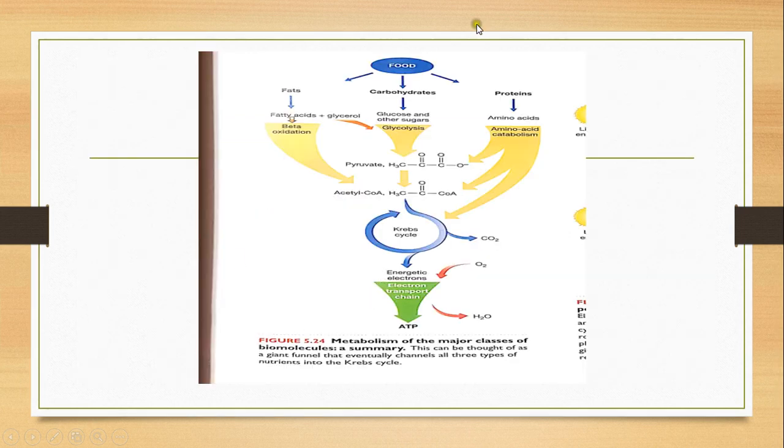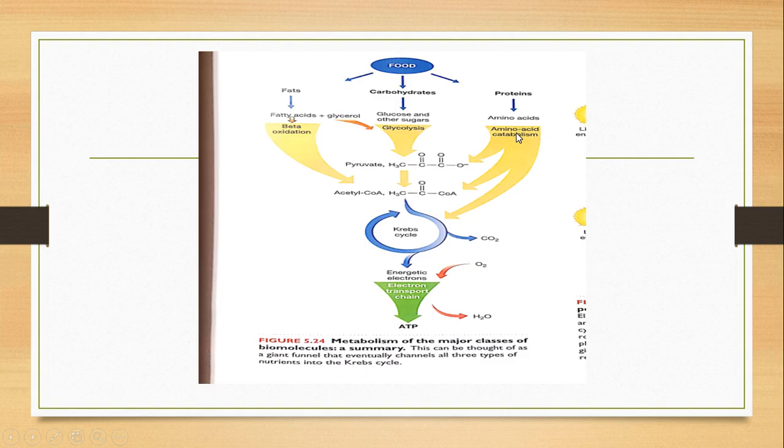This is also a schematic representation of the food or resources in the form of fats, carbohydrates and proteins. Fats are split first into fatty acid and glycerol, the carbohydrate into glucose and other sugars, and the protein into amino acids. Fatty acid undergoes beta oxidation, glycerol undergoes glycolysis, glycolysis results in pyruvate, pyruvate is then converted into acetyl CoA, which then undergoes the Krebs cycle.